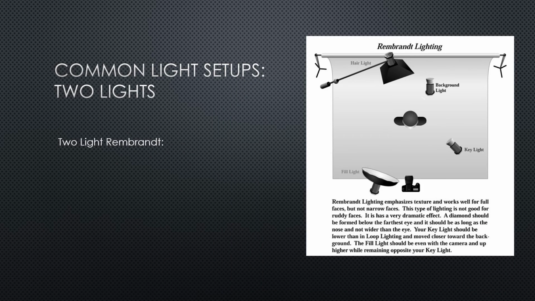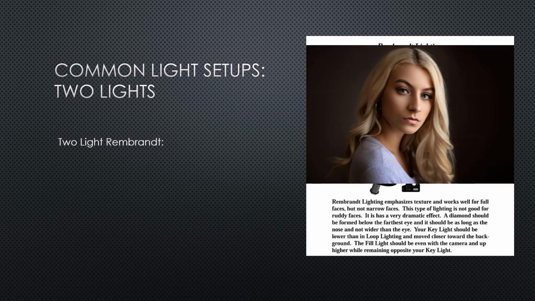The 2-light Rembrandt is the same as the 1-light Rembrandt, but adds a second light at the camera position. This diagram shows a background and a hair light, but these are not always necessary. Rembrandt light is good for slimming the face. Notice that you still have the triangle of light on the shadowed side of the face, but the shadows are much softer now, and we can see the detail in the skin thanks to the second light filling in some of the shadows.